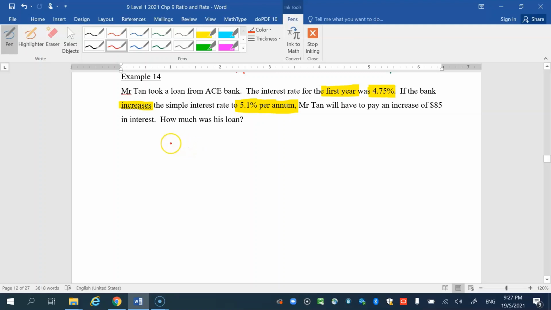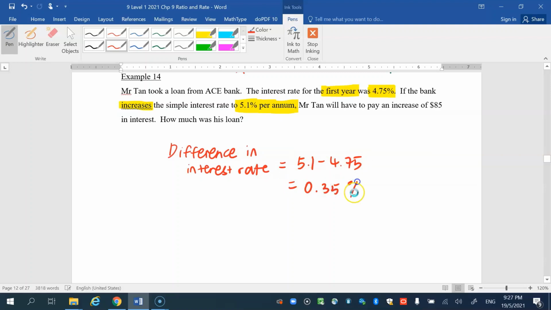We find the difference in the interest rate first. Okay, initially it was 4.75 and then later it became 5.1. So the difference is just 5.1 minus 4.75, which gives us 0.35%. Okay, and this 0.35 actually refers to the increase of $85, right?